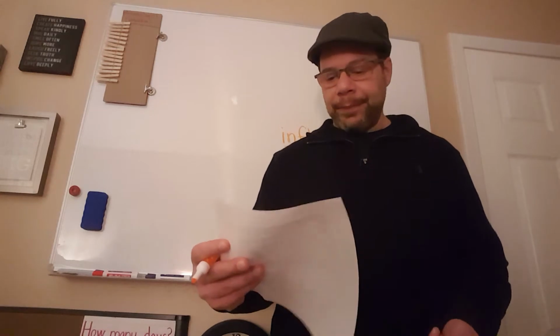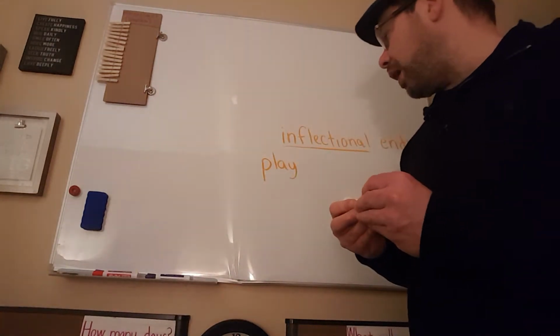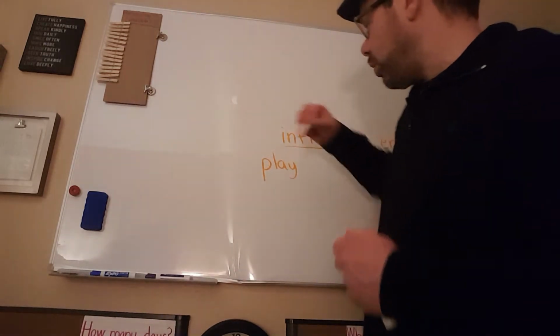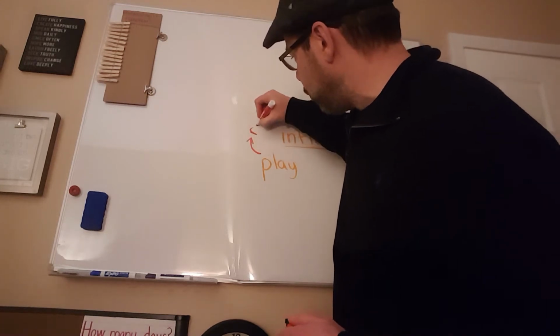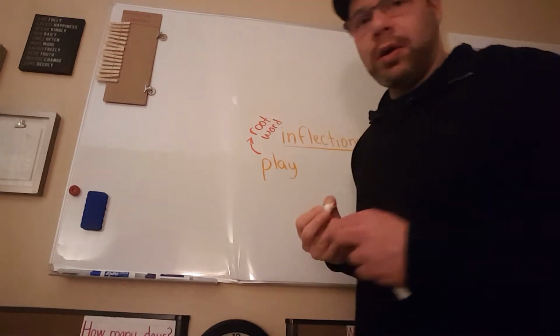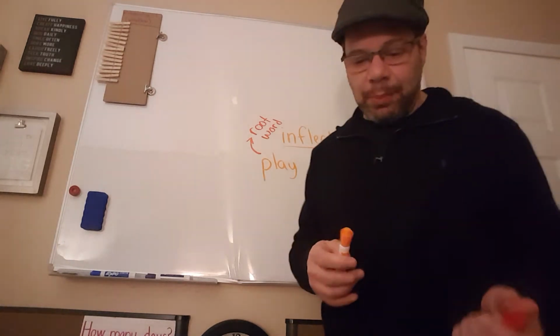Okay, so let's try an example. Let's start with this word: play. Now, play is what we call the root word. You cannot take the Y off or anything like that to make it a different word. It is in its shortest or smallest or most basic form. Root word.